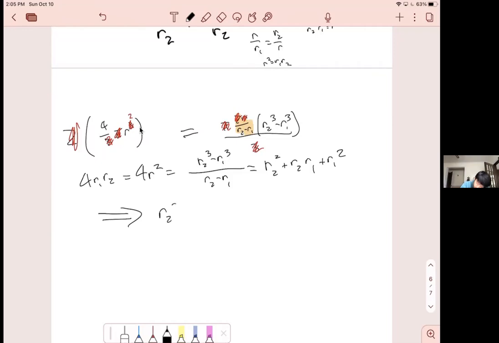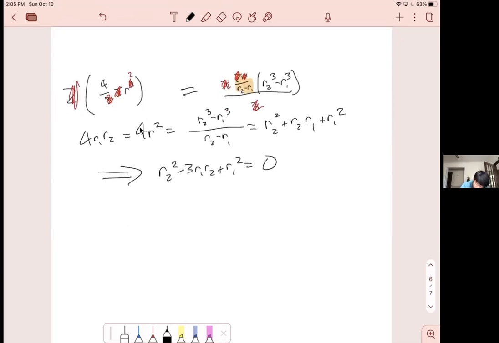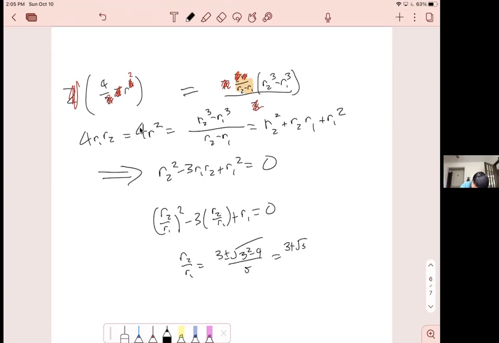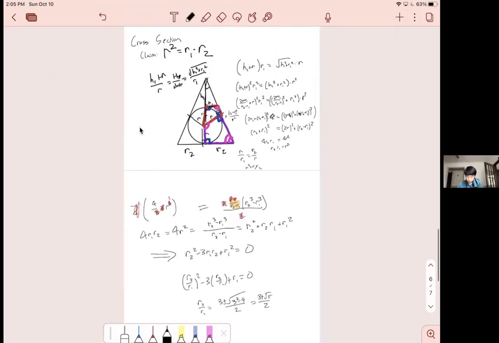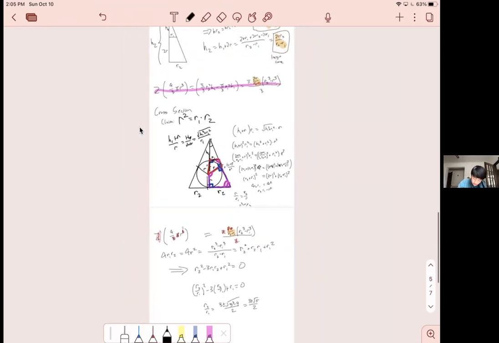And this means that R2 squared minus 3R1 R2 plus R1 squared equals 0. And thus (R2 over R1) squared minus 3 times (R2 over R1) plus 1 equals 0. So R2 over R1 equals 3 plus or minus root 5 over 2. And just based on that, you have that the ratio is (3 plus root 5) over 2. And that's your answer.